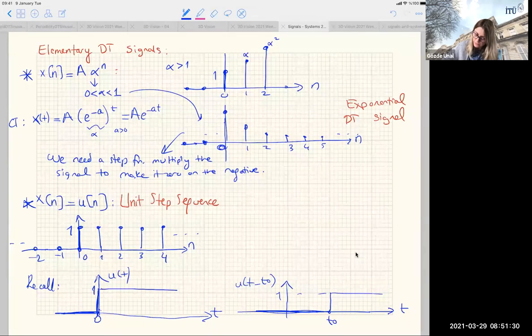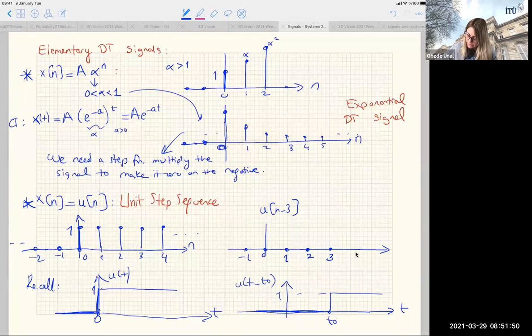For instance, u of n minus 3. It should really start at 3. So it's going to be 0, 1, 2, and it's going to be really 1 here, and it's going to continue like this, okay? And so 1 at those points.